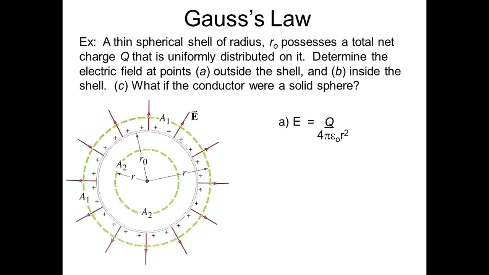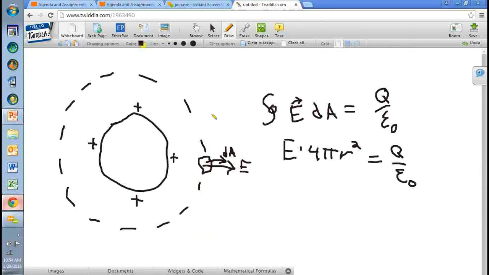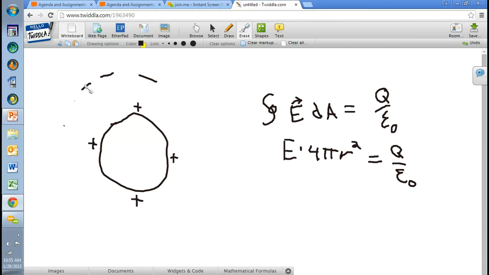And so I'm going to go back to this. Okay, so now I'm going to do inside the shell. Let me do some erasing here to get rid of some stuff. Michael, you asked, is the A vector always perpendicular? Yes, it's always perpendicular to the surface, and it's always pointing outward. And so it happened to be in the same direction as the E field.